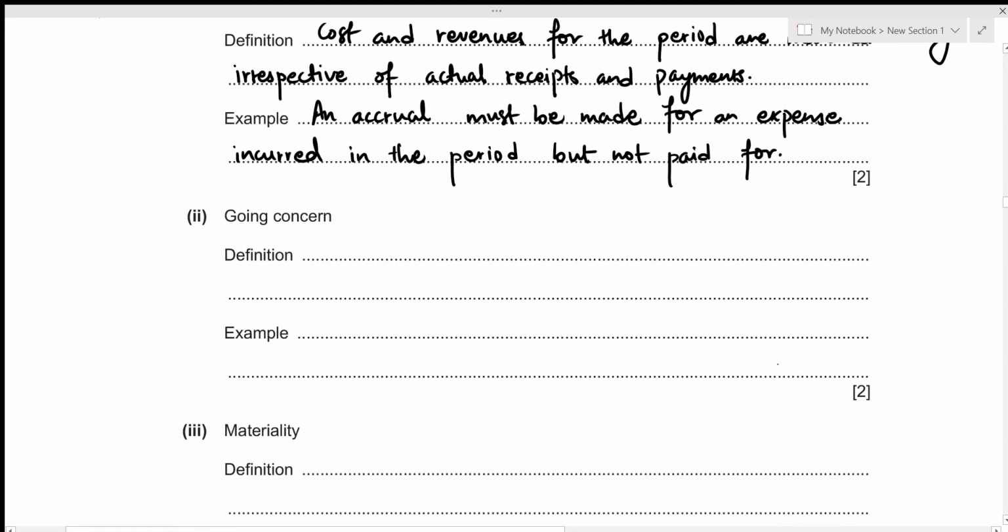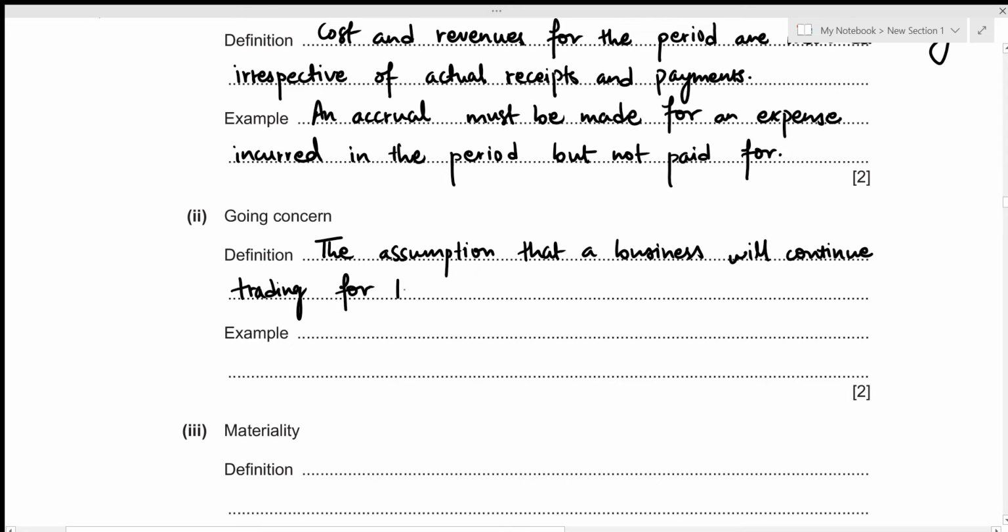Okay, now the second accounting concept is the going concern, and we know that the going concern states that the business should run with the assumption that it will continue trading for the foreseeable future. Let's write it down. The assumption that a business will continue trading for the foreseeable future.